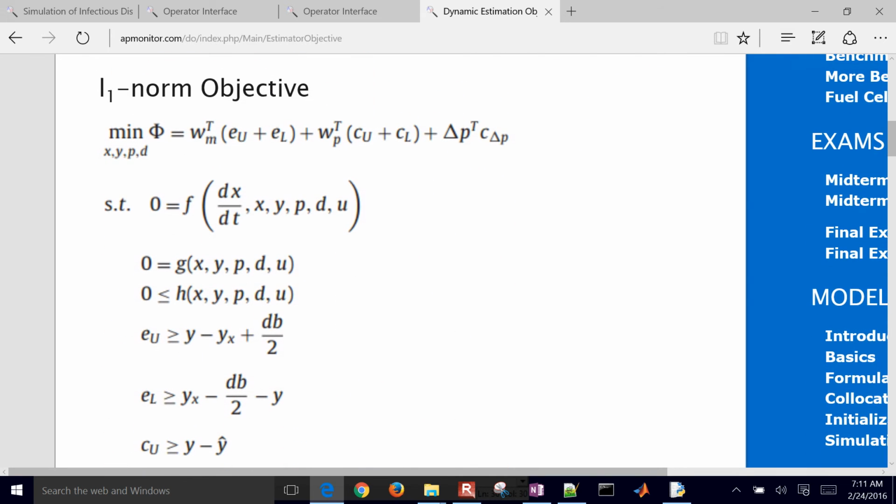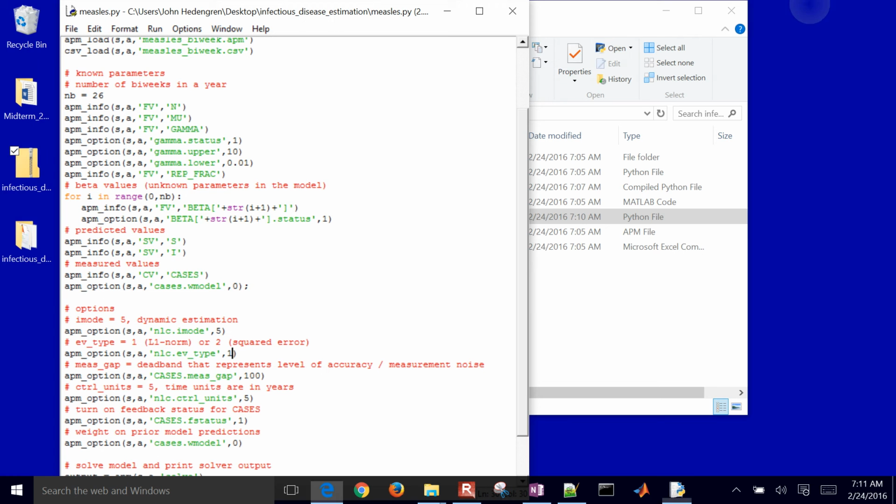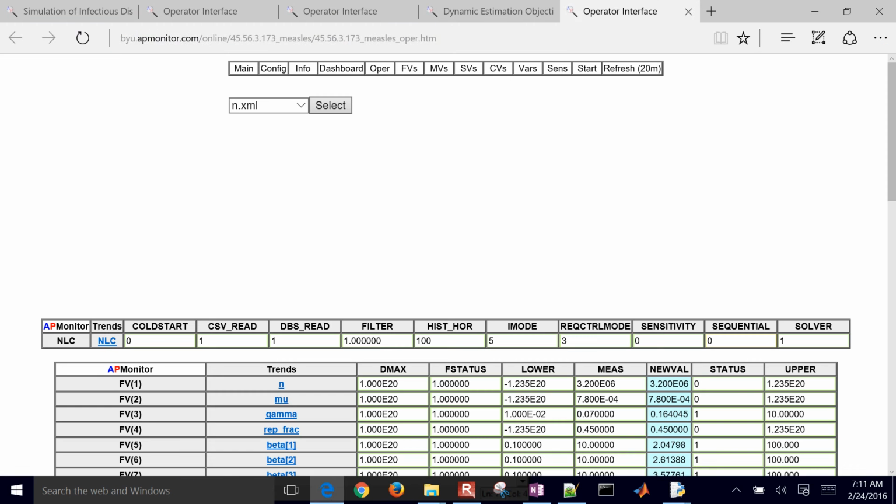Okay, so the L1 norm objective is right here, where this is like an absolute value of the model minus measured value plus a dead band if you want it in there. Okay, so that's the L1 norm objective and the squared error. And that's what we were changing with this one parameter, which one we were going to use, 1 or 2. Okay, so let's change that to 1 and then go ahead and run it. Okay, and this one is going to run and then come up with the L1 norm objective.